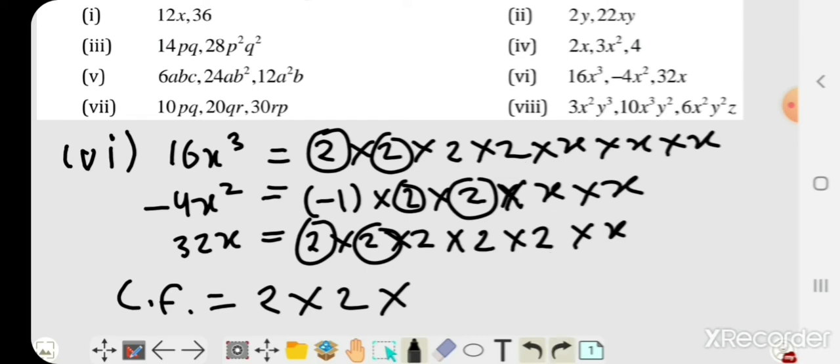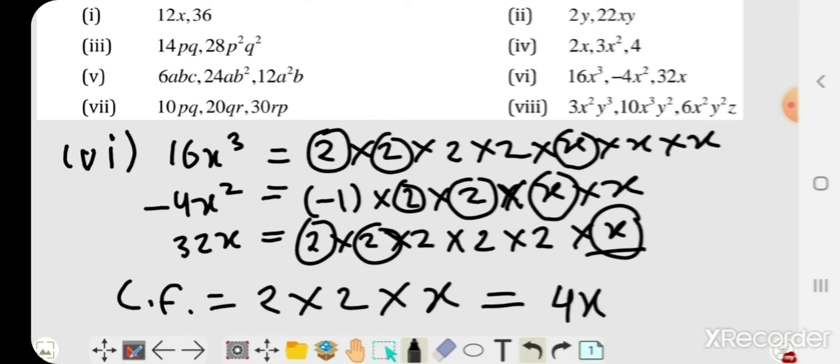Now x is here only 1x, x and x. But here you will see no more x's, so we can't take more x's common. Therefore the common factor is 4x. 2 2s are 4 into x, 4x. This is part 6. One more part I'll do, that is part 8.